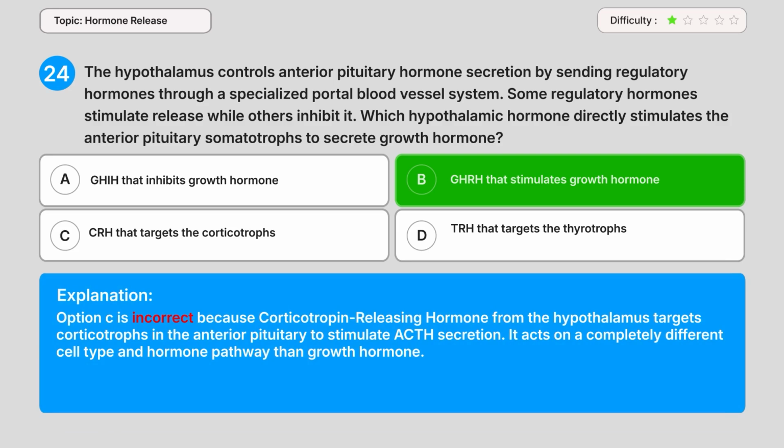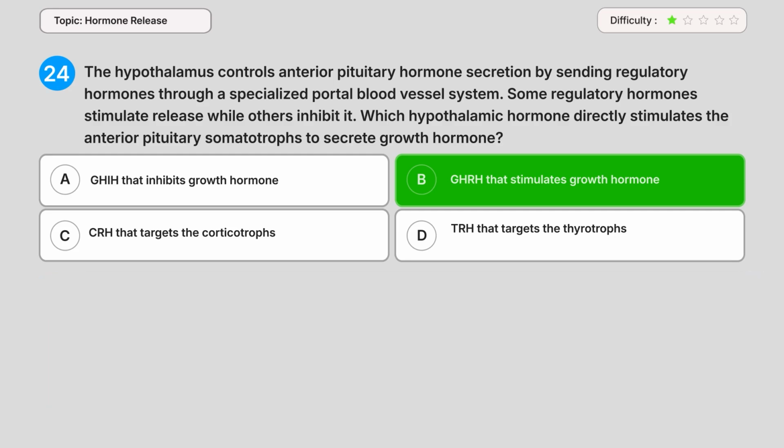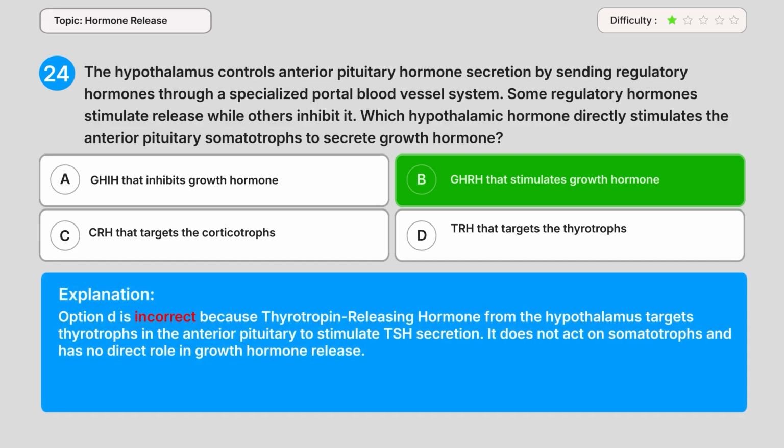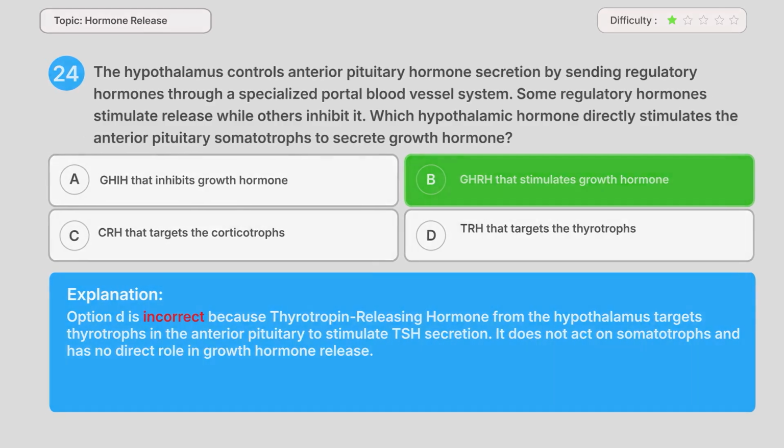Option C is incorrect because corticotropin releasing hormone from the hypothalamus targets corticotrophs in the anterior pituitary to stimulate ACTH secretion. It acts on a completely different cell type and hormone pathway than growth hormone. Option D is incorrect because thyrotropin releasing hormone from the hypothalamus targets thyrotrophs in the anterior pituitary to stimulate TSH secretion. It does not act on somatotrophs and has no direct role in growth hormone release.